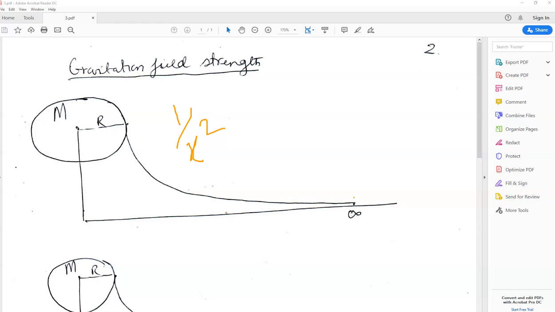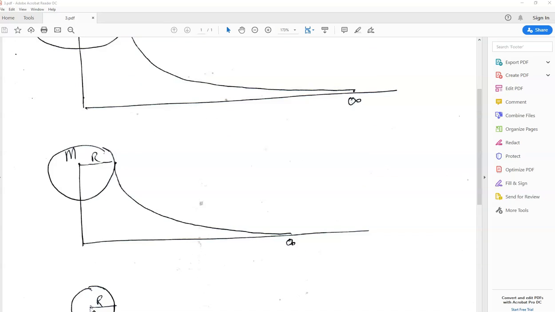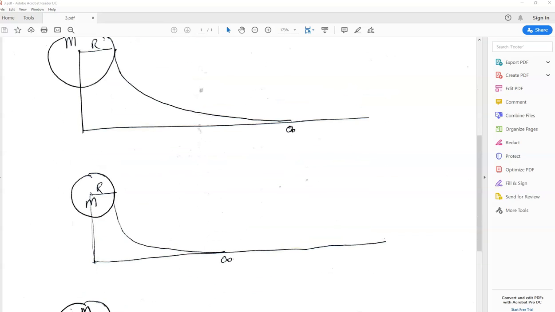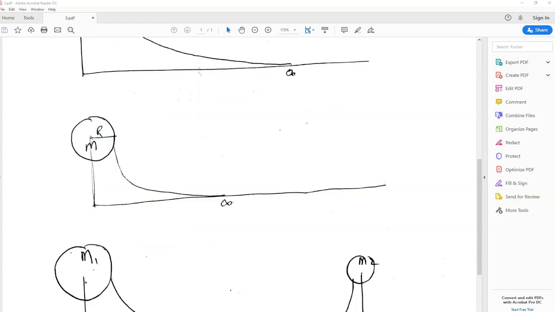This is the point where the gravitational field is almost 0, so we are calling this infinity. This one is a smaller mass. When you compare with the bigger mass, the gravitational field strength of this will reach 0 much earlier than the bigger mass. This is a still smaller mass, and when you plot the gravitational field graph for it, it will reach 0 much earlier than the above two.